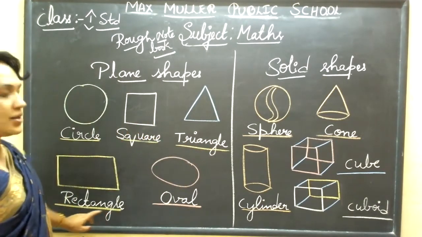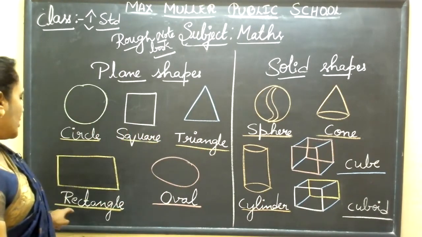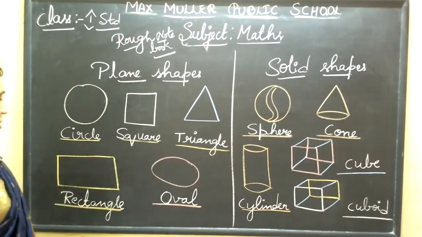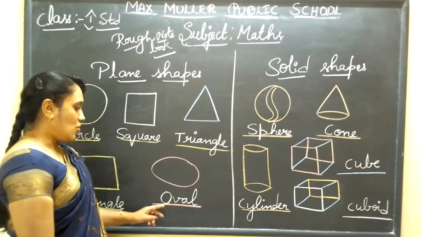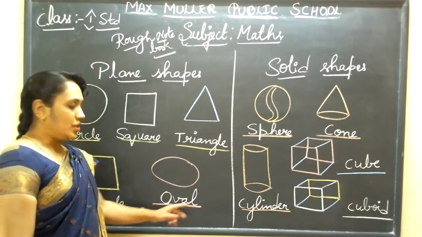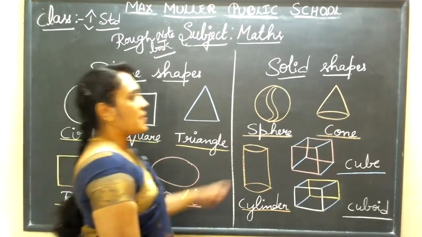Rectangle, rectangle. Oval, oval. So these are the plane shapes, like solid shapes.